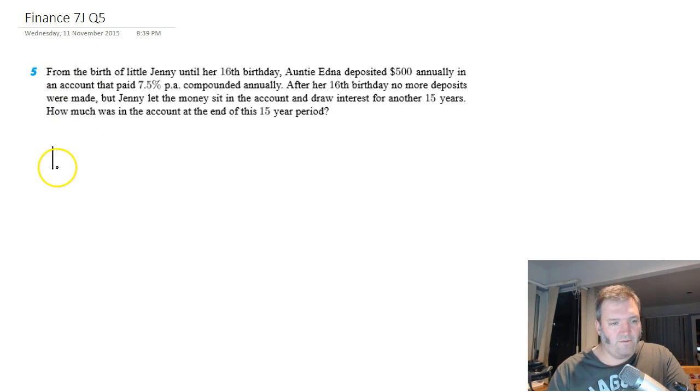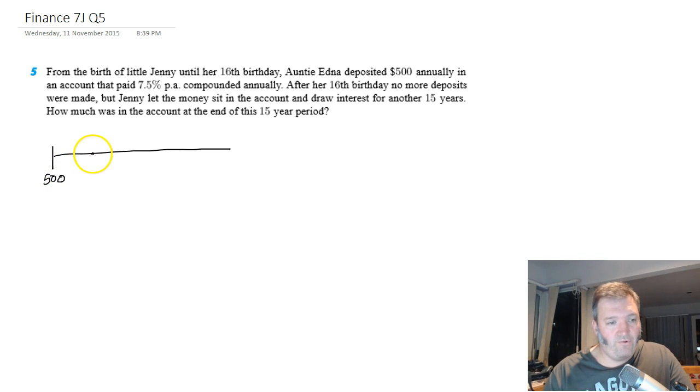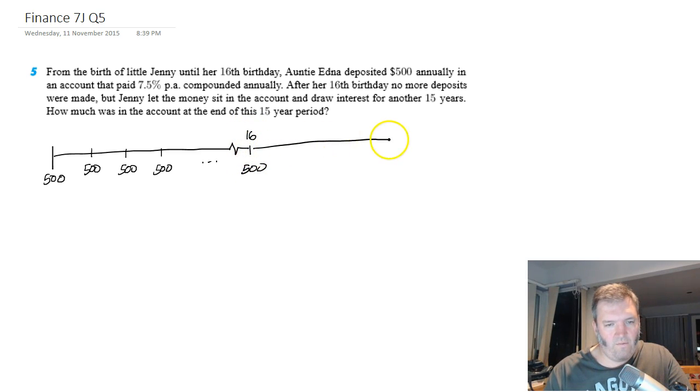So, as always, let's start with a little diagram. So here we've got $500 going in when little Jenny is born, and then each year after that, another $500. And we do that little broken scale there until on her 16th birthday, there's the last $500. We then wait another 15 years, that'll take her through to 31, and that's when we find out how much it's got to be worth.